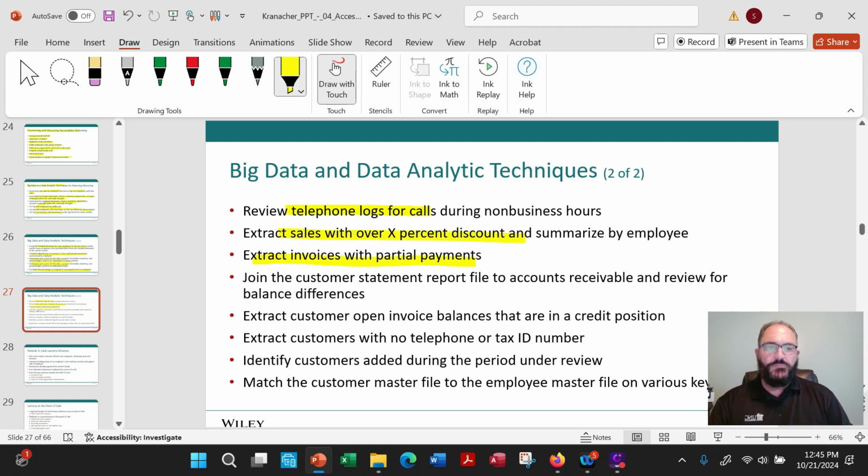Invoices with partial payments. Open invoices. Customers with no telephone or tax ID number. By the way, usually when stuff like that happens, they're fraudulent, right? Somebody made them up. Identify customers added during the period under review, right? Any new customers. Customer master file to employee master file. So again, we're looking to merge these and see where there's discrepancy.